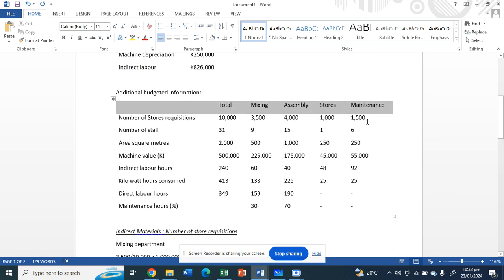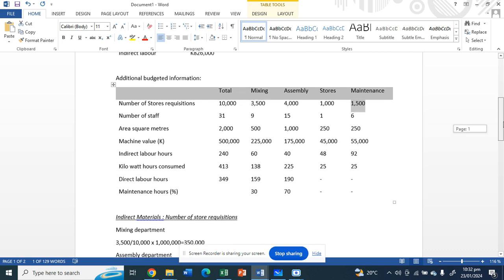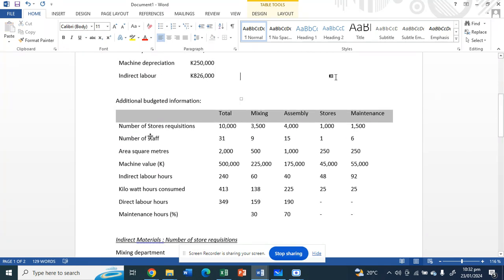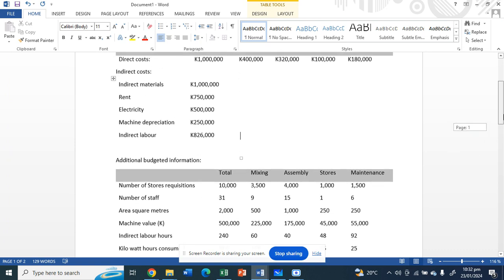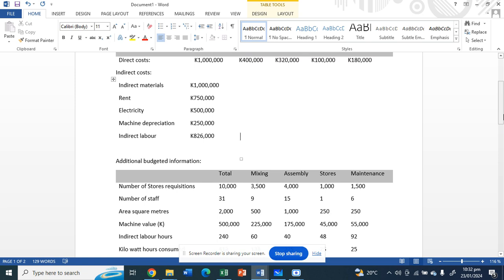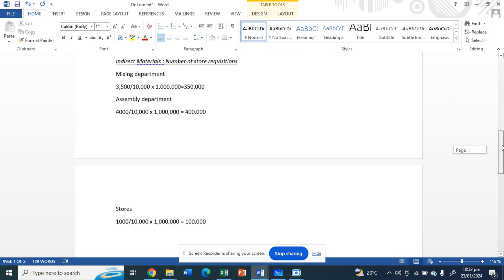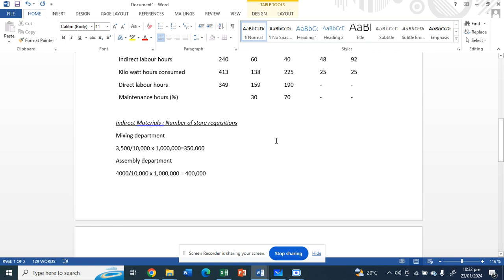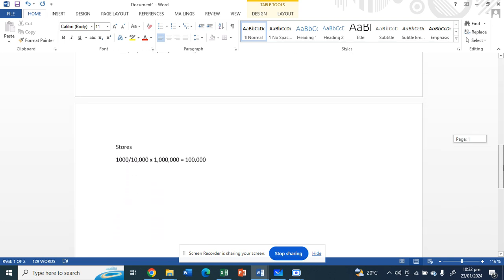Then finally, the maintenance department. So you say 1,500 over 10,000. Usually the tricky part about these questions is selecting the proper reapportionment base. There are some tables which will help you. They'll show you the suitable reapportionment basis, but usually you have to use the one which is making the most logical sense. It's not standard that for indirect materials you always use this one. Sometimes they might bring a better reapportionment base, and you can use that one.